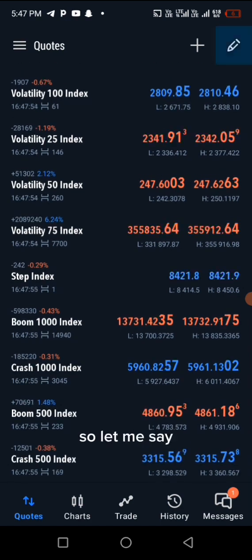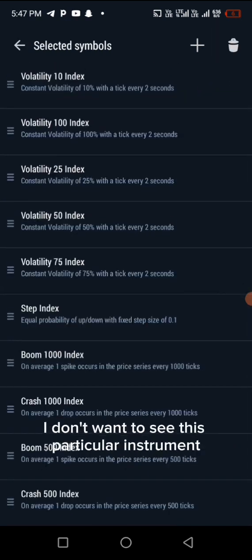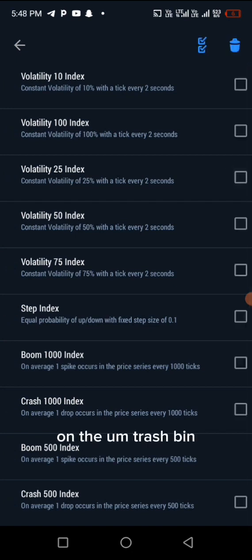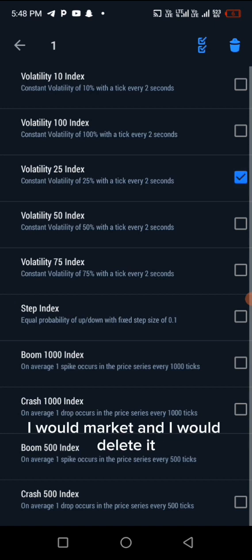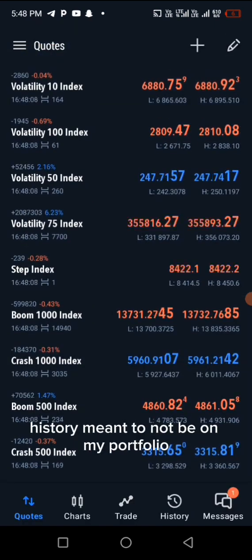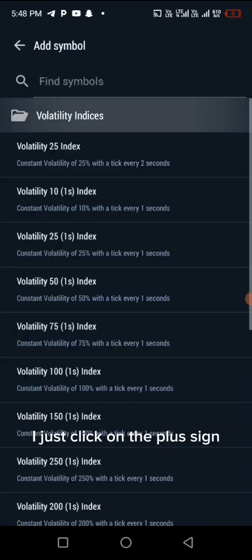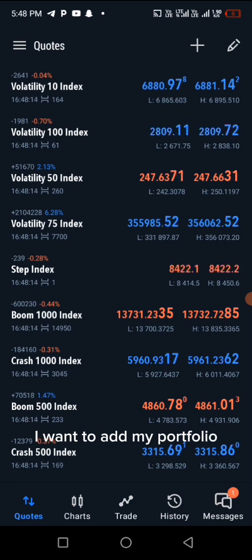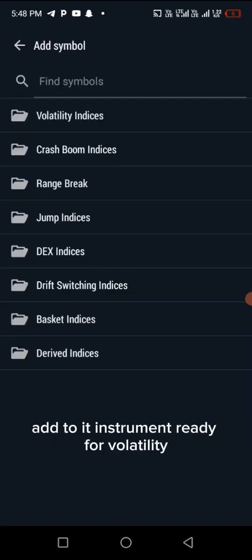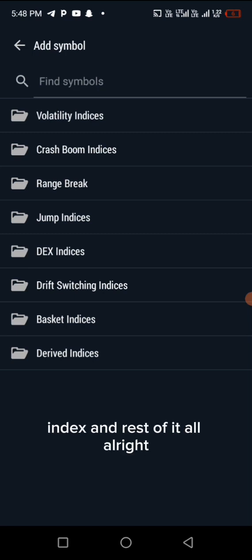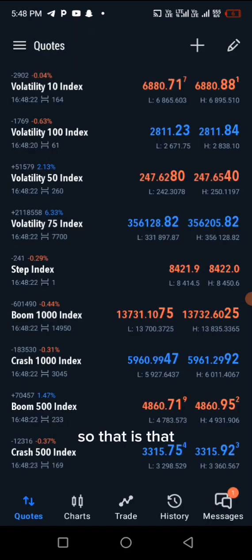So let me say I don't want to see this particular instrument. I can just click it, click on the trash bin, mark it and delete it, and that particular instrument will not be on my portfolio. If I want to add, I just click on the plus sign and come to any of the instruments I want to add to my portfolio, ranging from volatility index, crash and boom, break in index, and the rest of it. All right, so that is that.